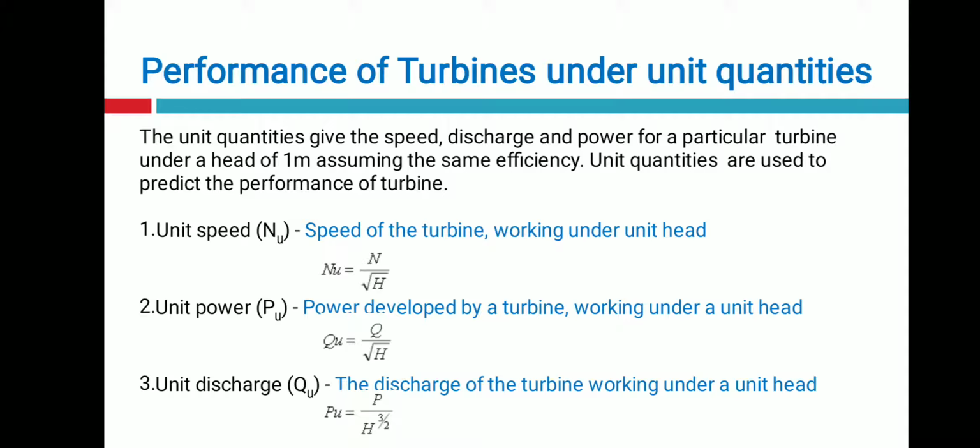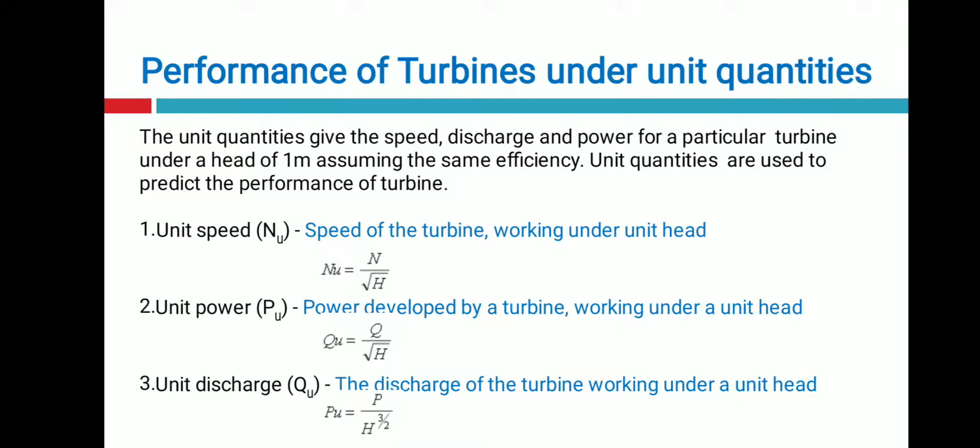In this case, we have to consider the unit head. The turbine is working under a unit head. The unit quantities are speed, power and discharge. If the power, speed and discharge we are considering under a 1 meter head, then it is called unit speed, unit power and unit discharge. These three together are called unit quantities. One is unit speed, second is unit power, third is unit discharge.